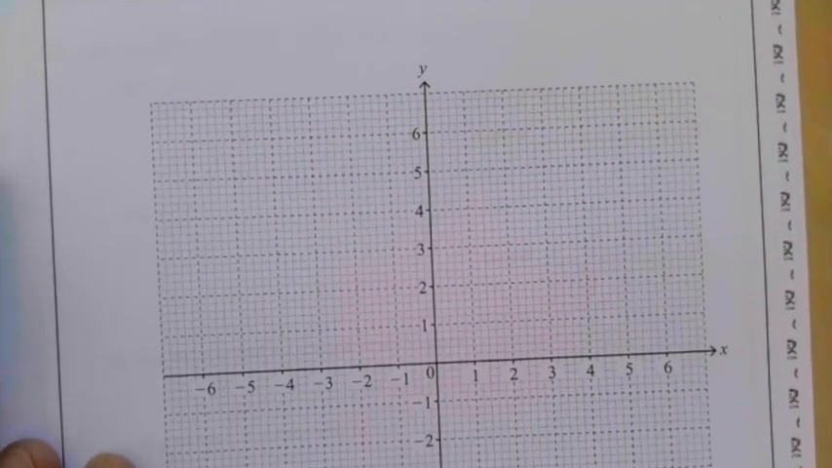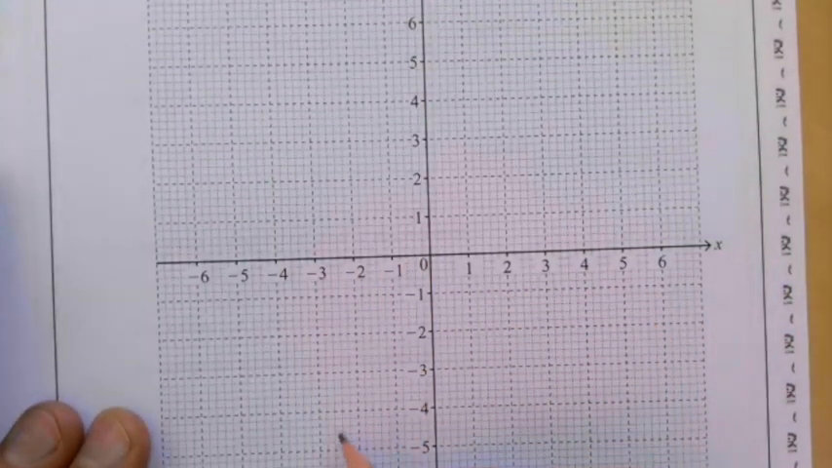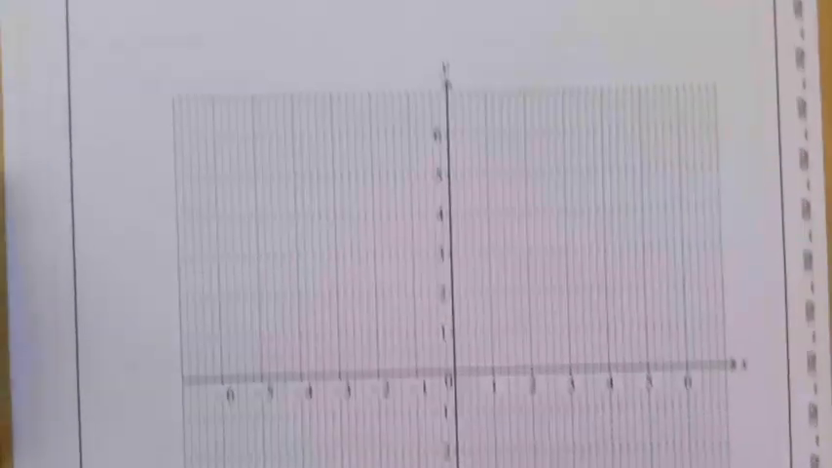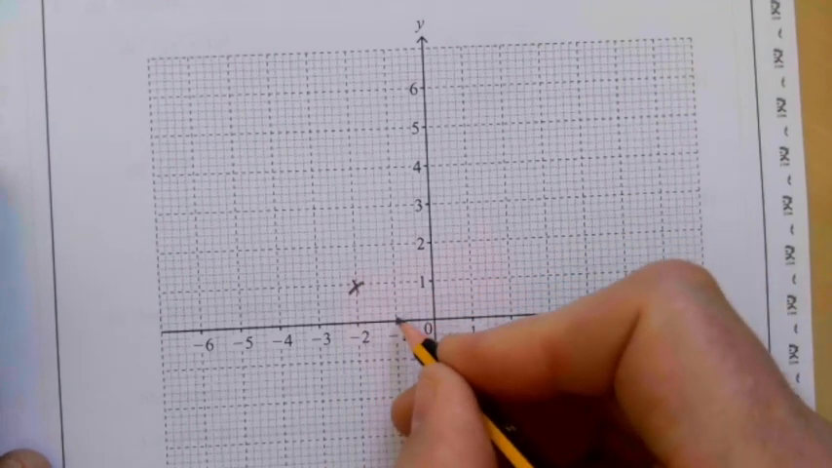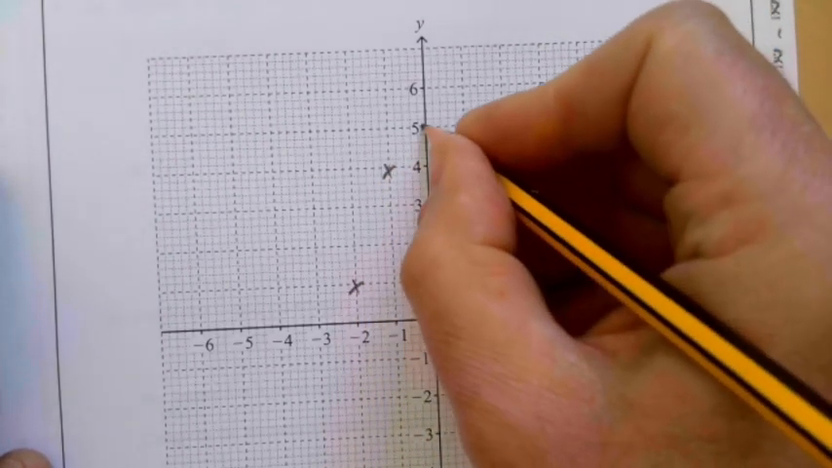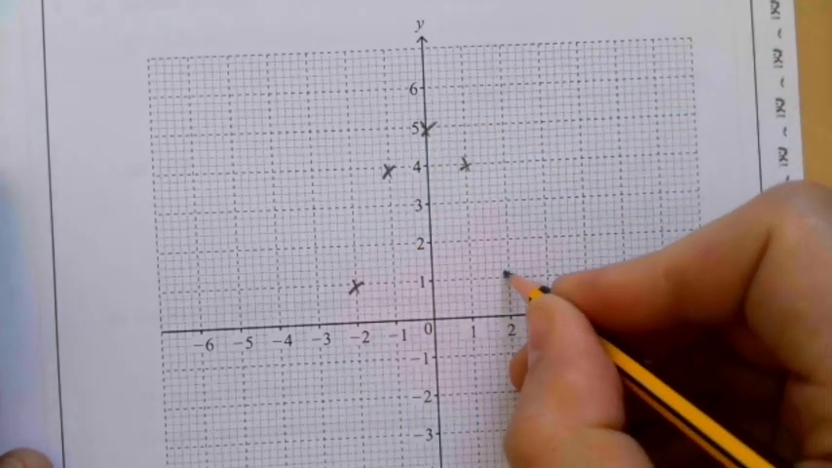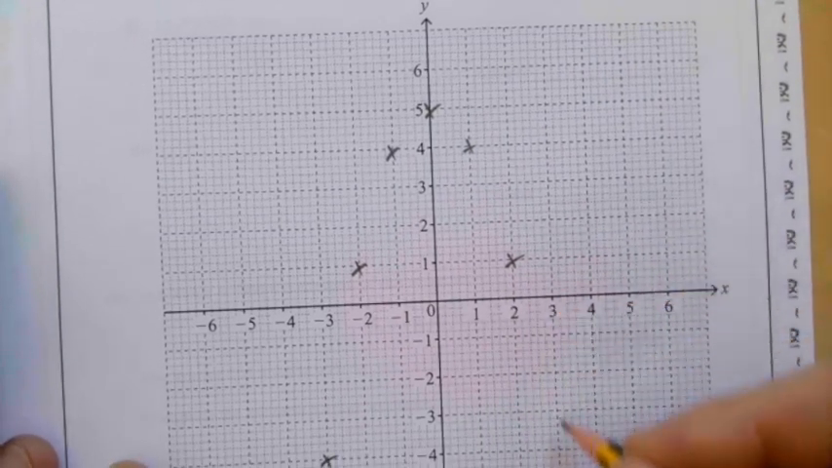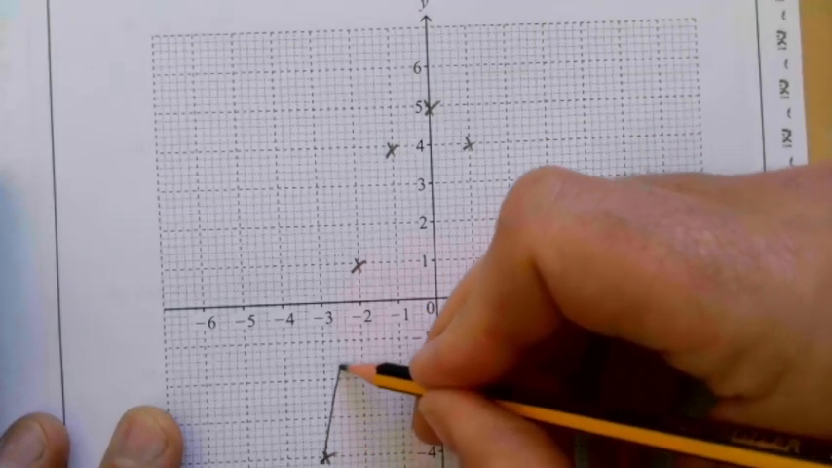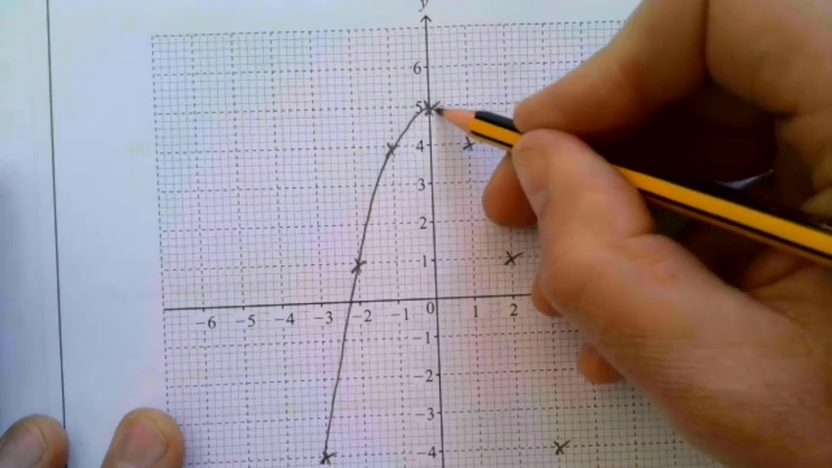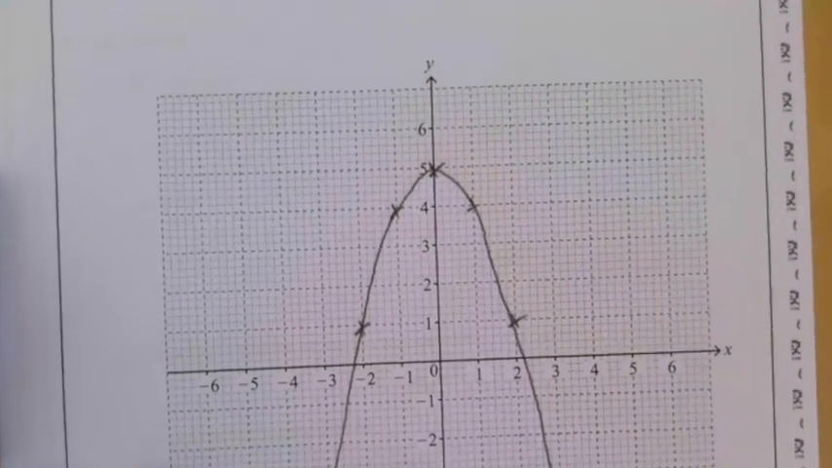So my curve then, whenever I draw it, is a point at minus 3, minus 4; minus 2, 1; minus 1, 4; 0, 5; 1, 4; 2, 1; and then 3, minus 4, just down here, and then I just try my best to draw a nice curve here. So that's not bad.